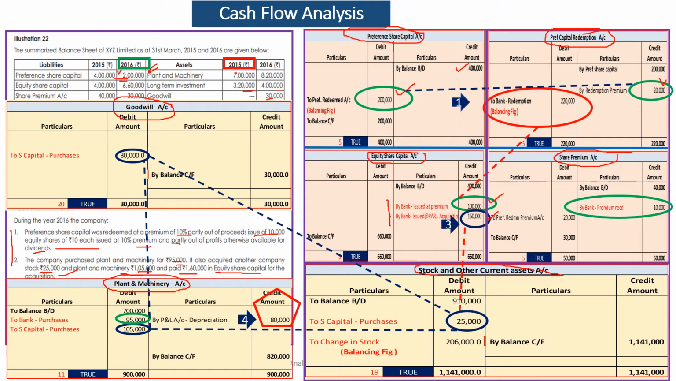Understand this, there is no account to be prepared. Partly out of profits otherwise available for dividend. What do you mean by profits otherwise available for dividend? It is available with you in terms of bank balance, and it is paid out of bank. Therefore, the first transaction of redemption is 2 lakhs. Starting here, 2 lakhs is paid out.